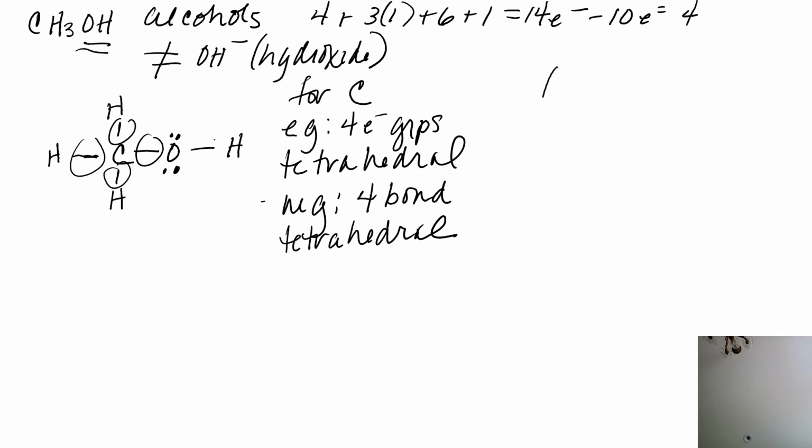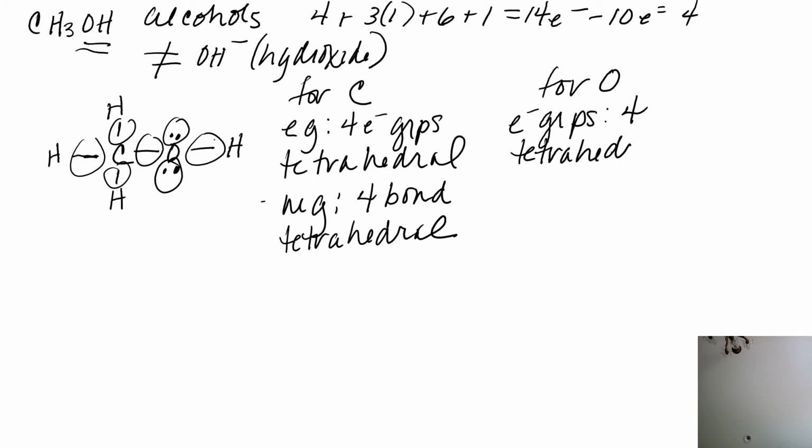Remember, when we have lone pairs on the central atom, molecular geometry will be different than the electron geometry. Now we can also look at the geometry about oxygen. Oxygen has 4 electron groups, 2 bonds and 2 lone pairs. So electron geometry is also tetrahedral. However, for molecular geometry, we have 2 bonding and 2 non-bonding groups. So the geometry about oxygen is bent.